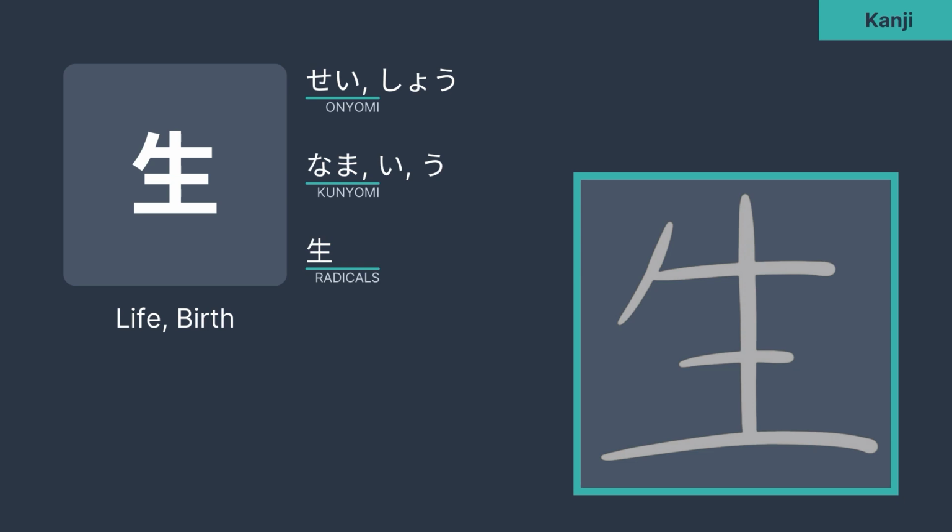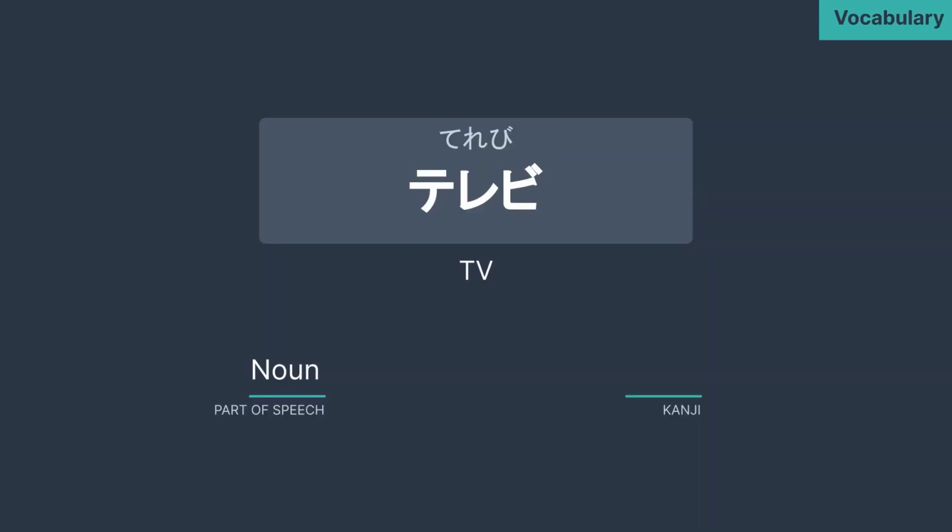Now let's move on to using these kanji in some vocabulary. The first word we will learn today is terebi. This word means TV. This is a loan word from the English word television, and therefore it is written using katakana.